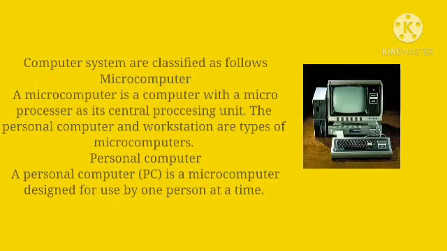Computer systems are classified as follows. Microcomputer. A microcomputer is a computer with a central processing unit as a microprocessor, designed for individual use. A microcomputer is smaller than a mainframe or a minicomputer. A microcomputer is a small computer. Your personal computers are equivalent to the microcomputer.